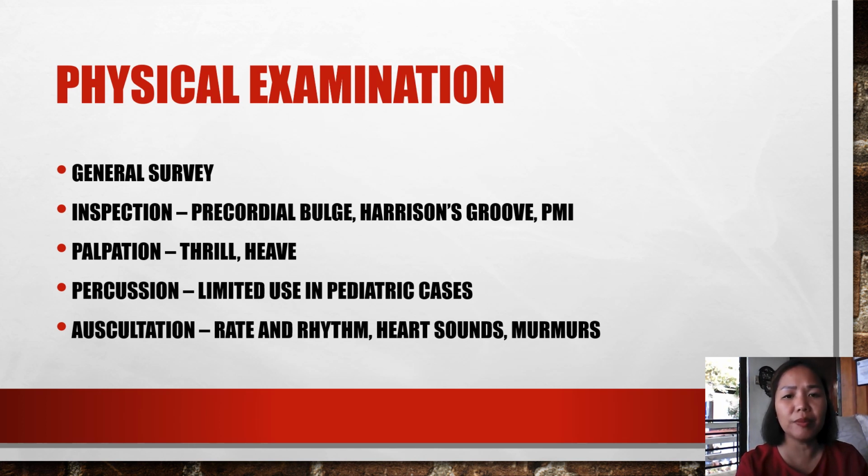Auscultation entails determining the rate and rhythm, listening for the heart sounds whether it is distinct or not, listening for the character of the S1 and S2, or presence or absence of extra heart sounds. And of course, the presence or absence of a murmur. We will discuss further how to describe a murmur.